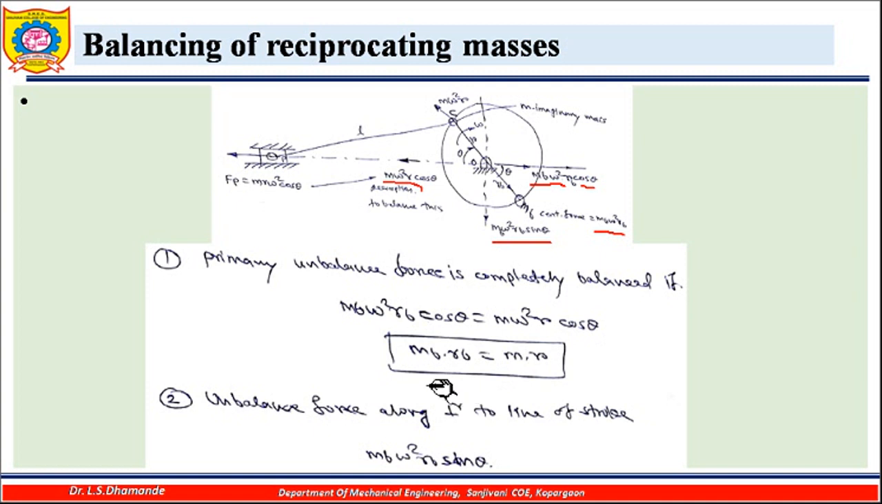It means now here omega square is common and that angle is also common. So mb into rb will be equal to m into r. Okay, this way it will get balanced.